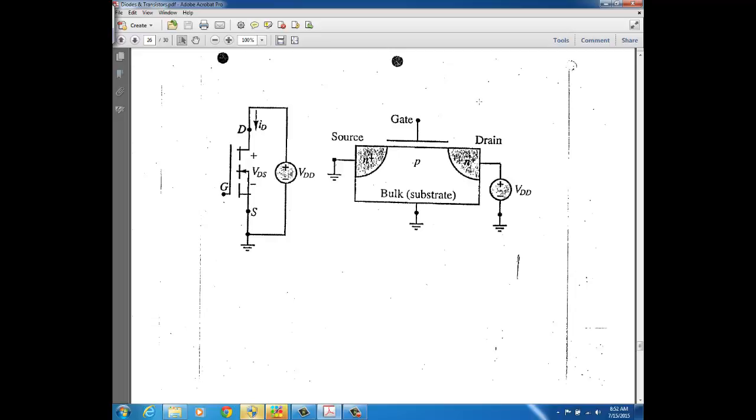So that was our general discussion here on FETs. In the next video, we'll look at using a MOSFET as a switch in a circuit.